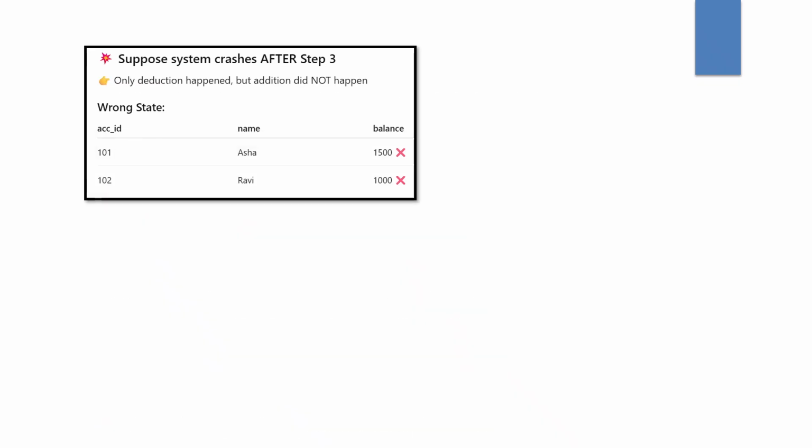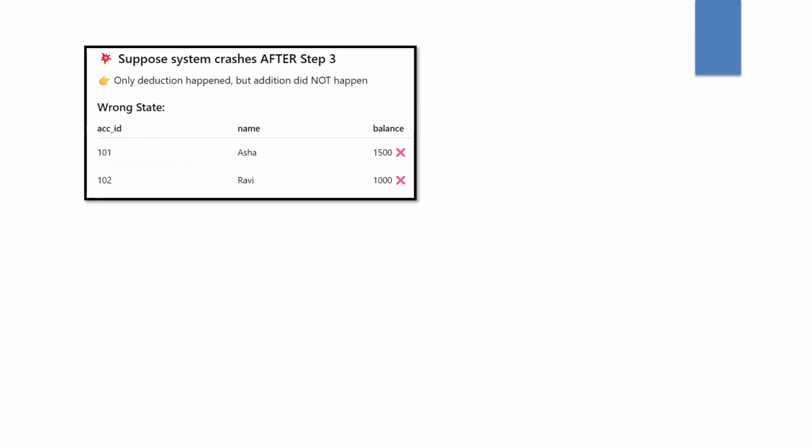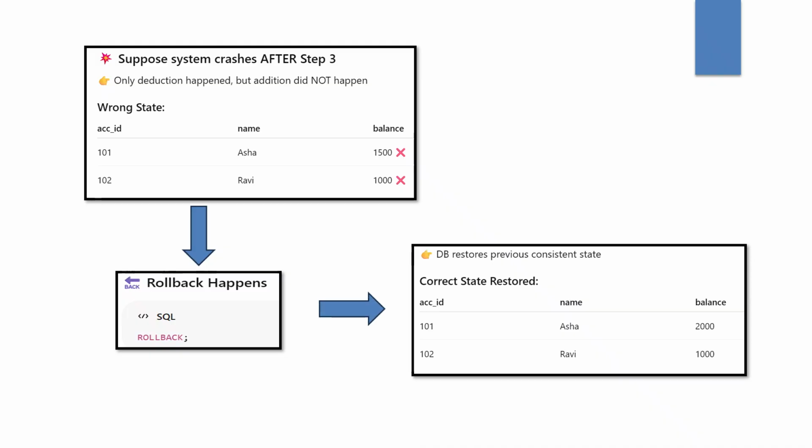Now, what if the system crashes after step 3? What was step 3? It is where we have deducted the amount from Asha's account, but we have not added the 500 into Ravi's account. So if the system crashes after step 3, what do we need to do? We need to roll back because we cannot continue with an inconsistent state of the database. So what will rollback do? Rollback will undo the update operation which we did for Asha's account, and our database is restored to its previous consistent state. So now you can observe that Asha's balance is 2000.